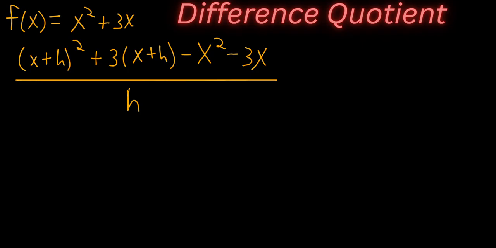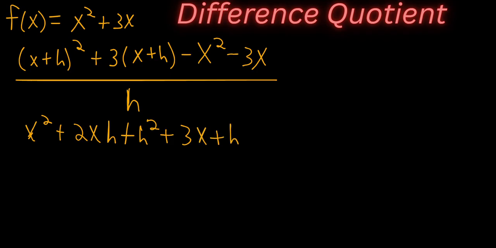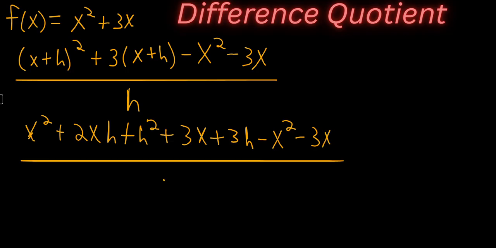Okay, so let's go ahead and expand x plus h squared. That's going to be x squared plus 2xh plus h squared. And then let's distribute this, so plus 3x plus 3h, minus x squared minus 3x. So divide it by h.